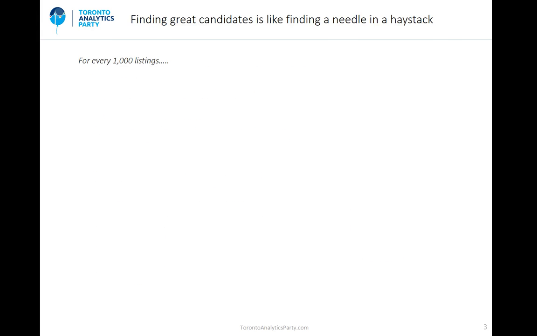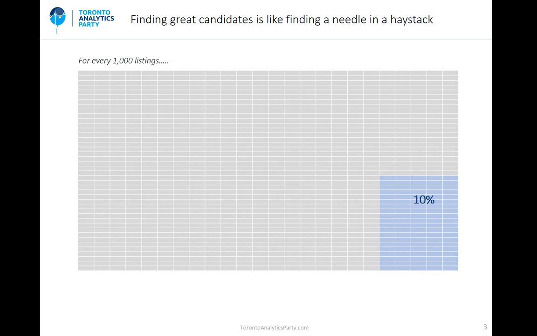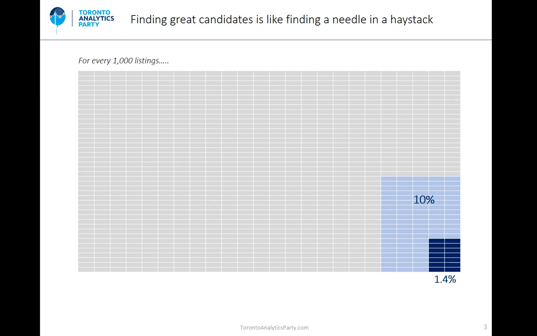Finding great candidates is like finding a needle in a haystack. For every 1,000 real estate listings, only 10% have rental data associated with them at any one given time. Only 1.4% of that 1,000 show potential income for rent greater than the mortgage. And when you dig deeper on that 1.4%, it turns out that only 1 in 350 real estate listings are candidates for in-person evaluation. It's very difficult to do even with analytics. It seems to me almost impossible without.